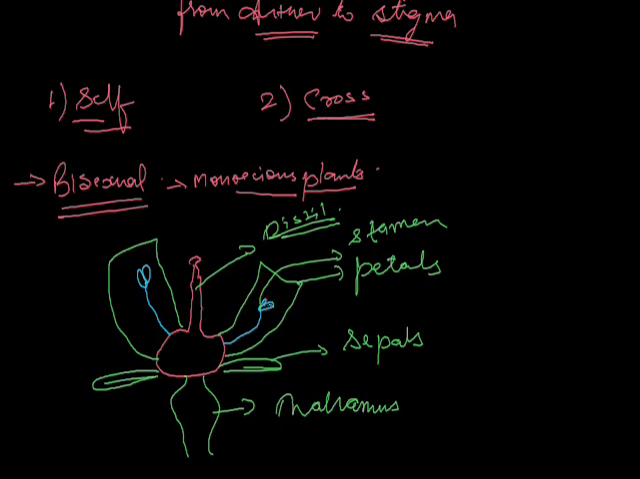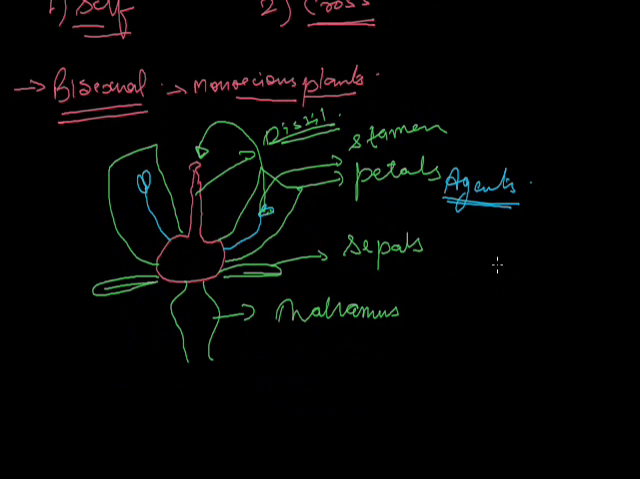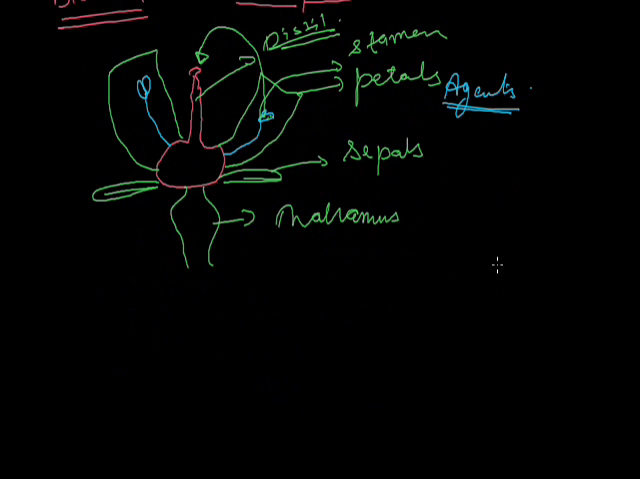The pollen grains which are formed inside this anther fall on the stigma of the same flower. That condition is known as self-pollination. In this pollination, there is no need of any particular agents, because this process is happening inside the flower only. So it is a natural process. Naturally, the anther of the flower will release the pollen grains, and the pollen grains will fall on the stigma. This is self-pollination.